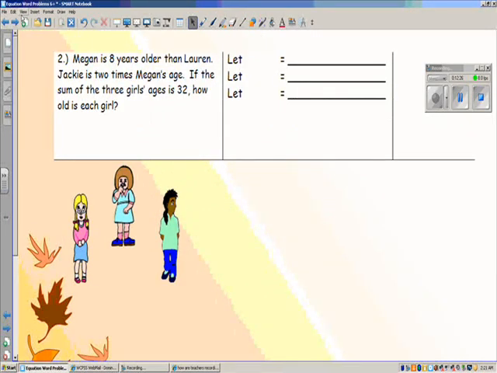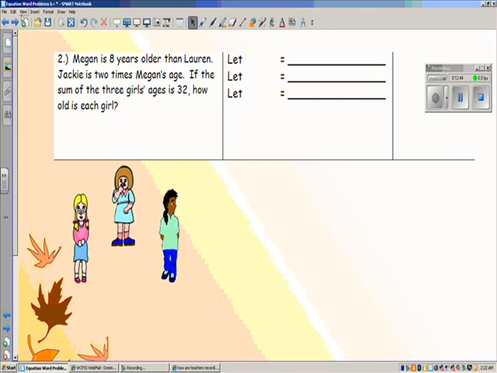Okay, this next problem says Megan is 8 years older than Lauren. Jackie is 2 times Megan's age. If the sum of the three girls' ages is 32, how old is each girl?